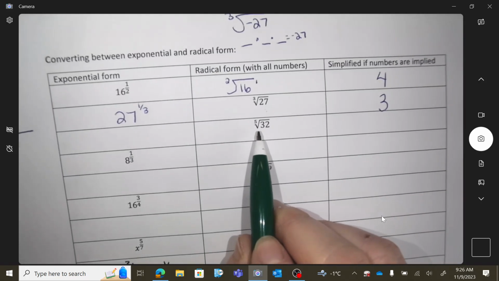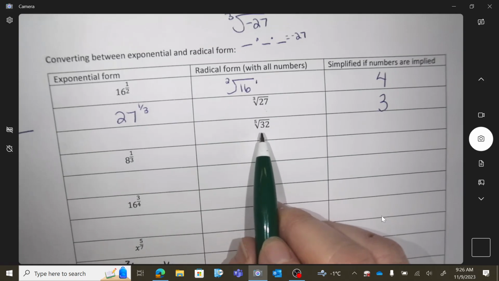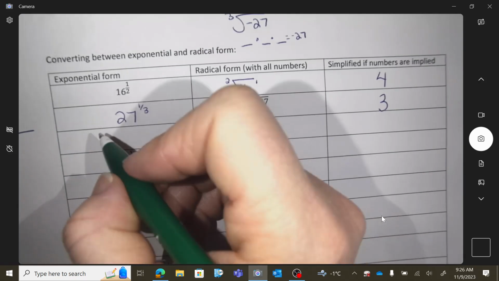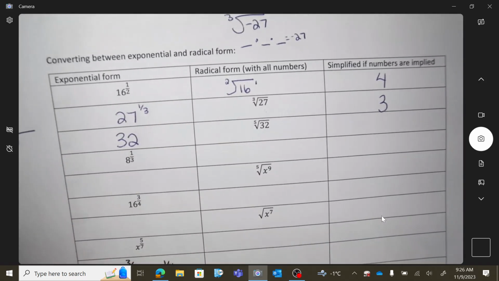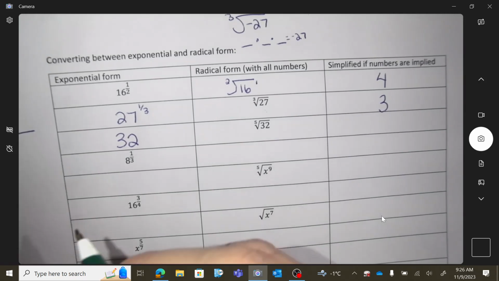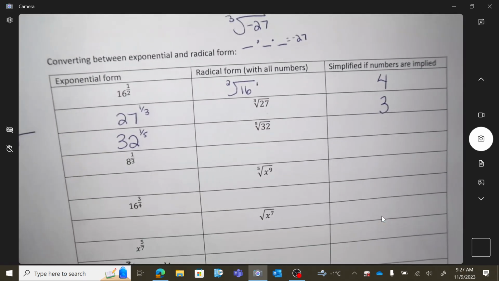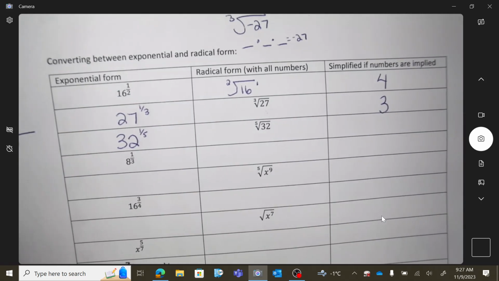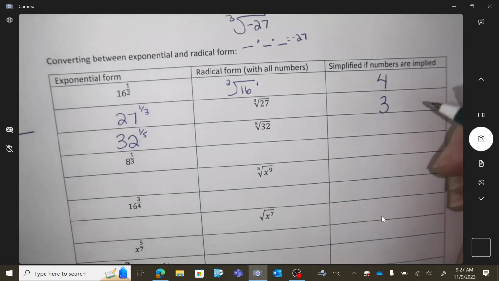Okay, this time I put the 5th root of, so then this would be the same as a 32 to the 1/5. Good. And you can actually do this. Can you think of something that goes something times something times something times something times something to get to 32? 2.